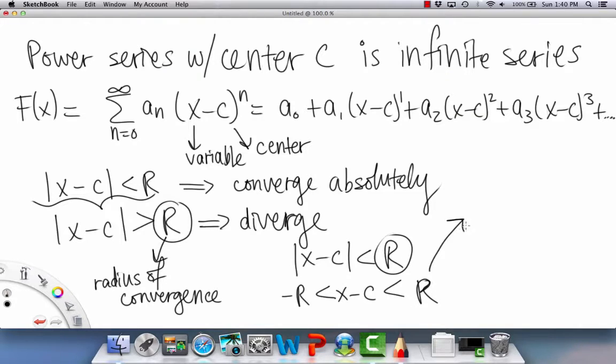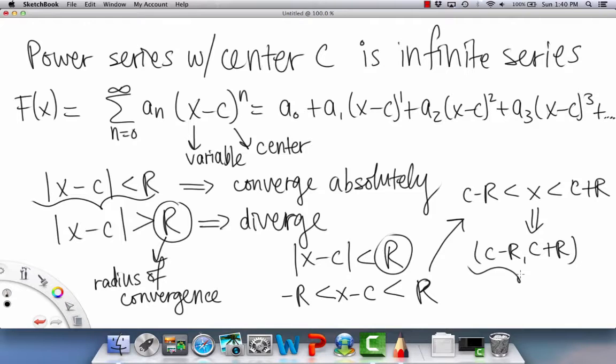Another form for that, if you add c on all sides, is c minus r less than x less than c plus r. There are a lot of ways to write different things, but this interval is called the interval of convergence. These two terms, the radius of convergence and the interval of convergence, are pretty important.